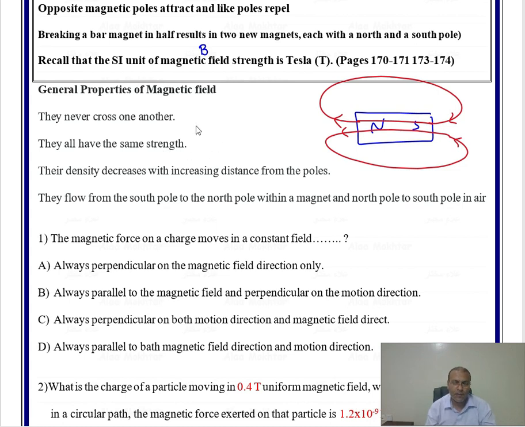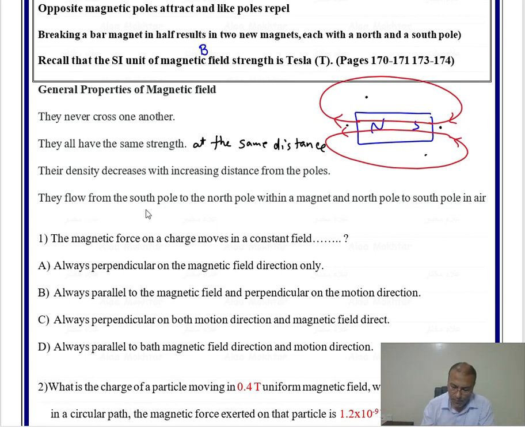What is the meaning of this? If I calculate the strength at a distance of 5 centimeters from the magnet, and then calculate the strength at 5 centimeters from the other side of the magnet, the strength will be the same. Their density decreases with increasing distance from the pole. The density at 1 centimeter will be greater than the density at 6 centimeters. If I move away from the magnet, the strength of the magnetic field will be less.